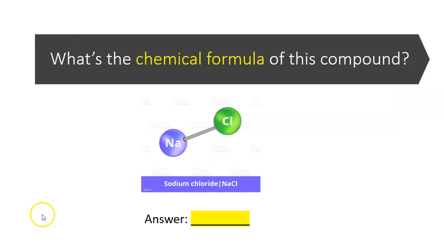Okay, if I asked you on a quiz, what's the chemical formula of this compound right here? What would you answer? Hopefully you responded NaCl. The Na stands for a sodium atom that's chemically bonded, that's what that stick is right there, to a chlorine atom. Okay, so the chemical formula for this molecule, this compound, is NaCl.